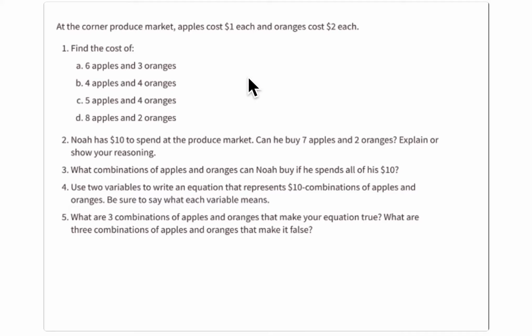So we're going to look at the cost of apples and the cost of oranges and see how we can combine the number of apples at a cost of $1 per apple and the number of oranges at a cost of $2 per orange, to make a different combination of purchases of numbers of apples and numbers of oranges. So in the first case, 6 apples, 3 oranges, 4 apples, 4 oranges, and so on down this list.